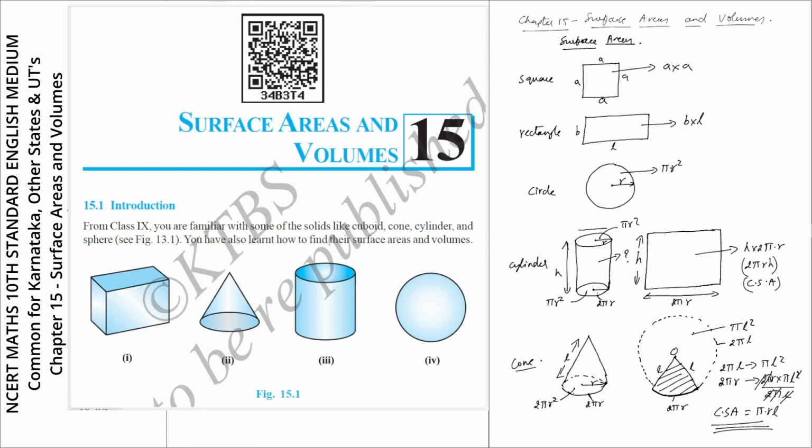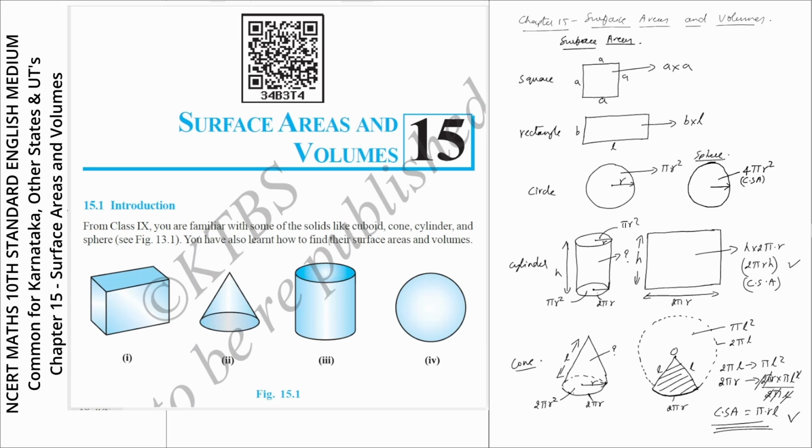Okay, curved surface area of cylinder is 2 pi r h, and curved surface area of cone is pi r L. Now what about sphere? Sphere is a three-dimensional object. If r is the radius of the sphere, then the curved surface area of sphere is given by 4 times pi r square. This is curved surface area.